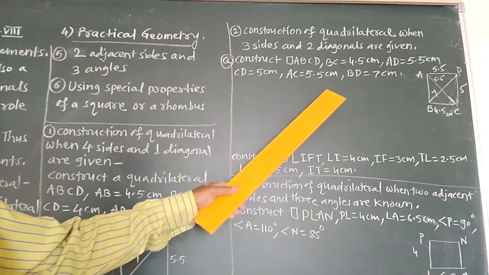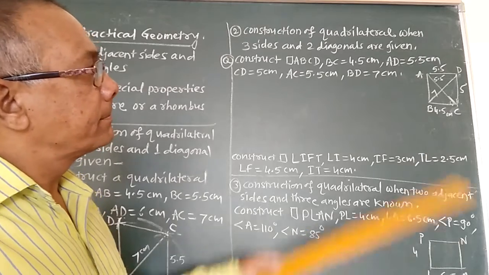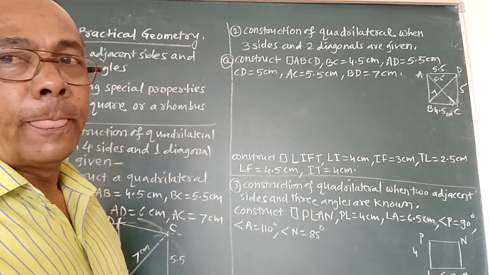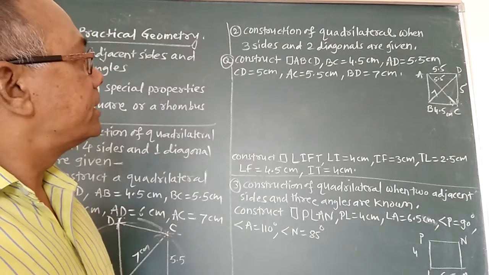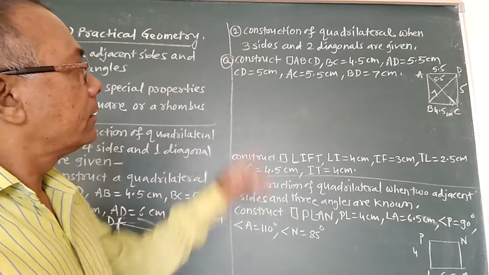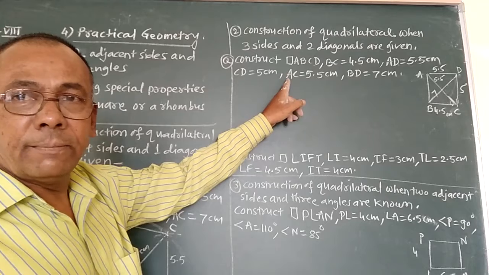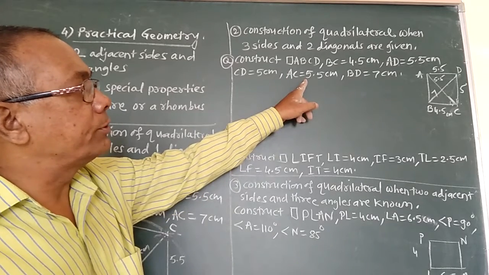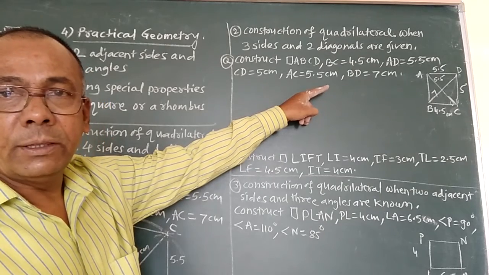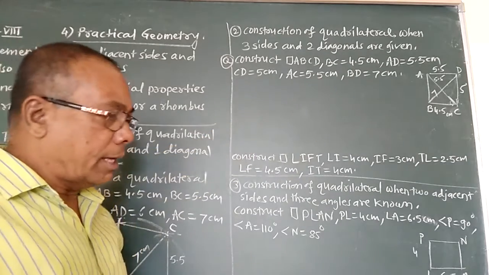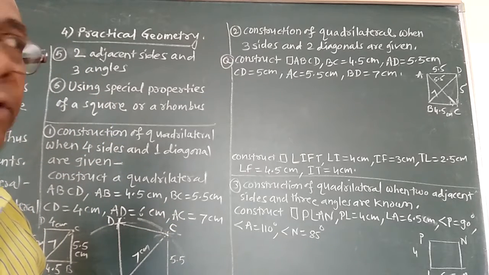in which BC is equal to 4.5 centimeter, AD is equal to 5.5 centimeter, CD is equal to 5 centimeter, AC is equal to 5.5 centimeter, and BD is equal to 7 centimeter. Again for each construction we must draw the rough diagram.